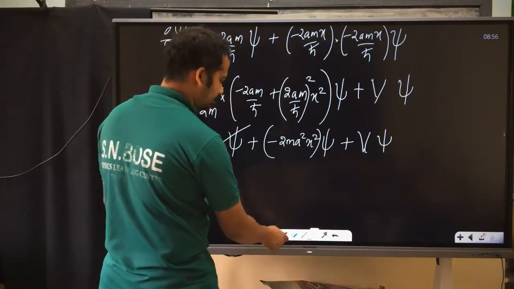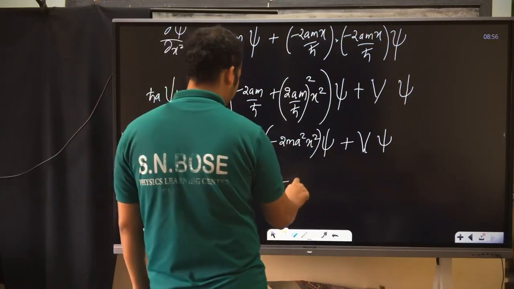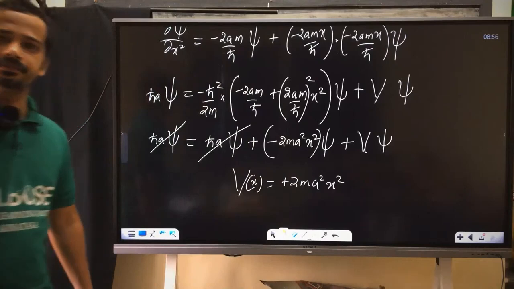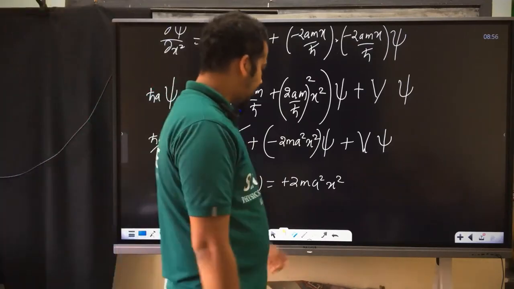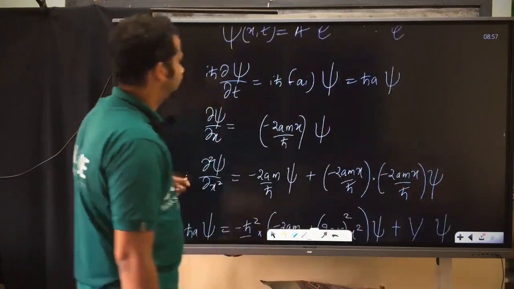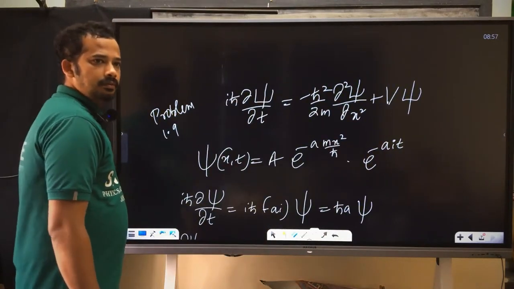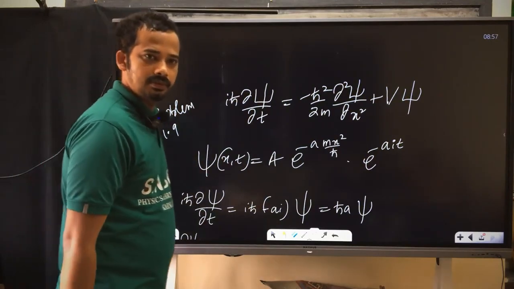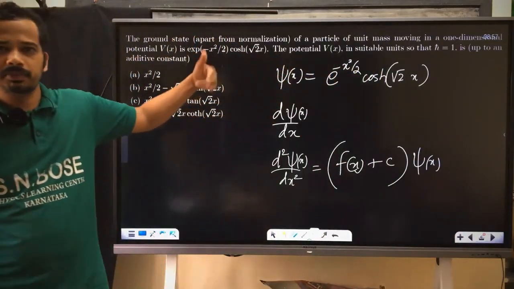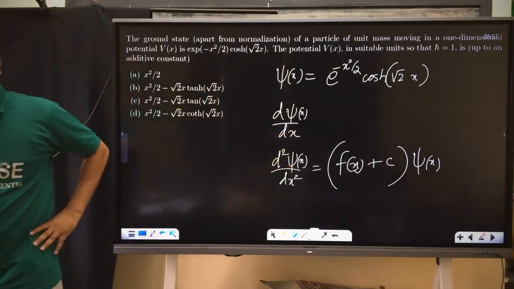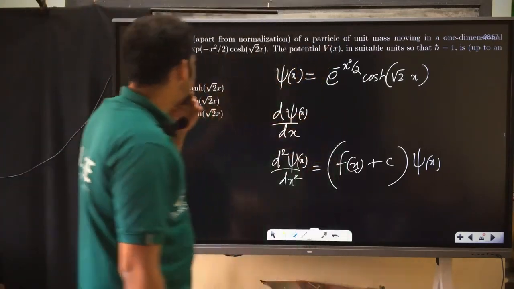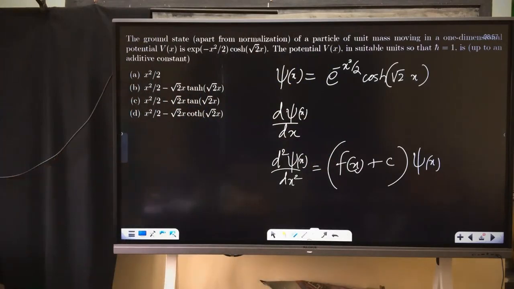What is V of x? Have you done that one? Plus 2m a square x square when it comes to this side. I mean, given the wave function, finding the potential. That is the problem that I am discussing here. Very simple. I think this is simpler than the earlier one. In the earlier problem, the second derivative may be quite lengthy to manipulate. Check this out. Do it neatly. Neatness does matter. If you do it neatly, definitely you will get the answer quickly.